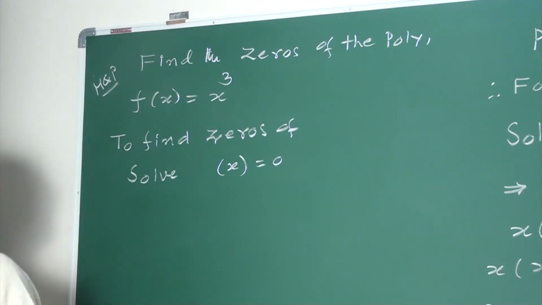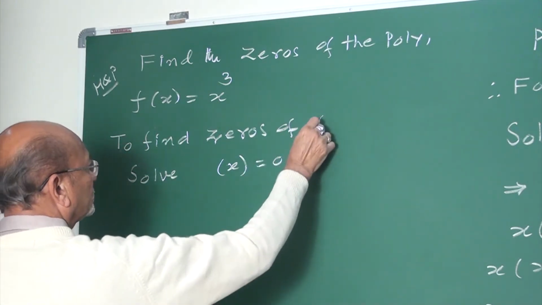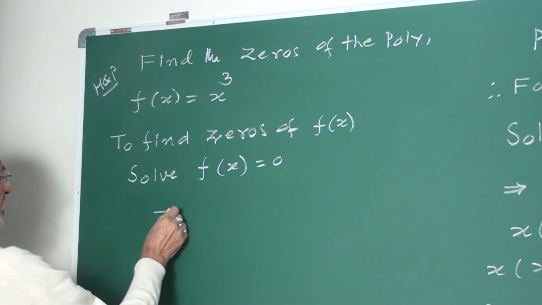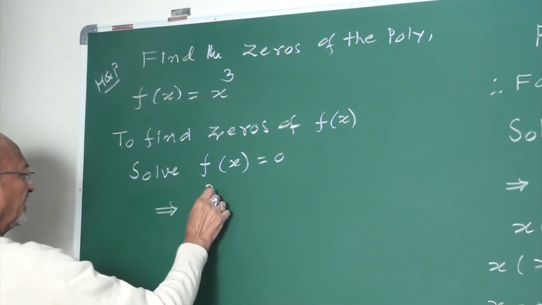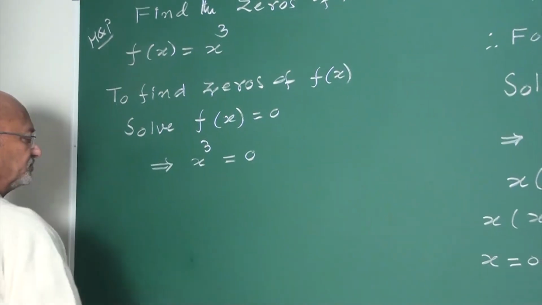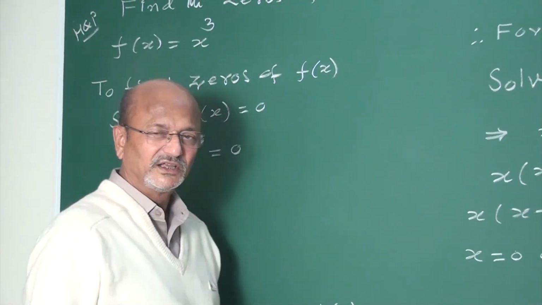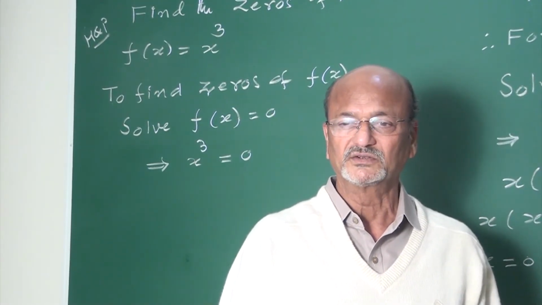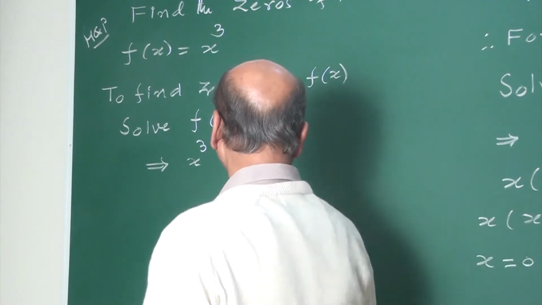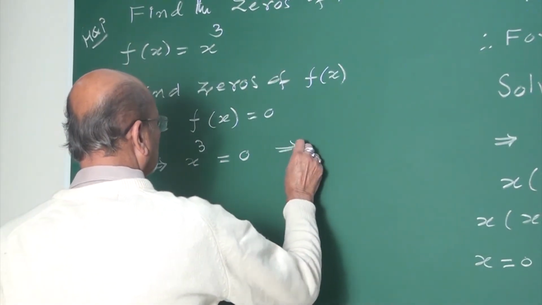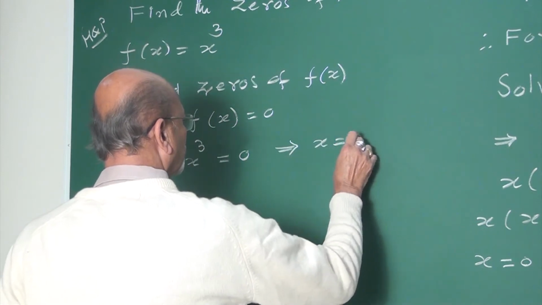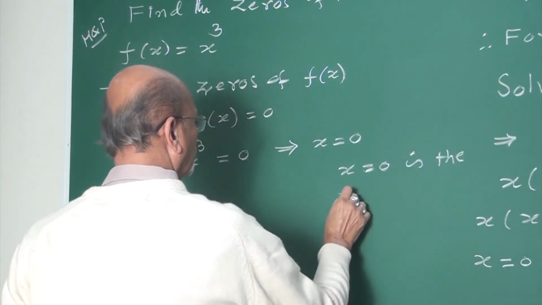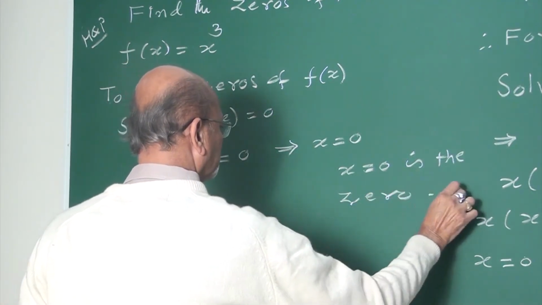Yes, my friend, to find the zeros of the polynomial f(x), solve the equation f(x) equal to 0. This gives x cube equal to 0. They sometimes purposely give such very simple examples. Directly the students write, x cube is 0 means x is 0. Therefore, x equal to 0 is the zero of the polynomial.